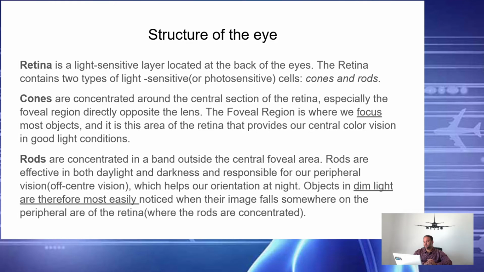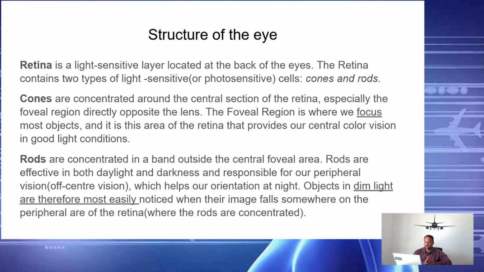All right, so we usually use the cones to capture colored vision, but let's check the rods. Rods are concentrated in a band outside the central foveal area. Rods are effective in both daylight and darkness and responsible for our peripheral vision, off-center vision, which helps our orientation at night.